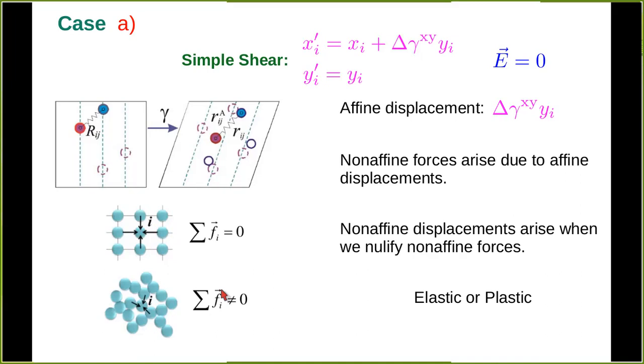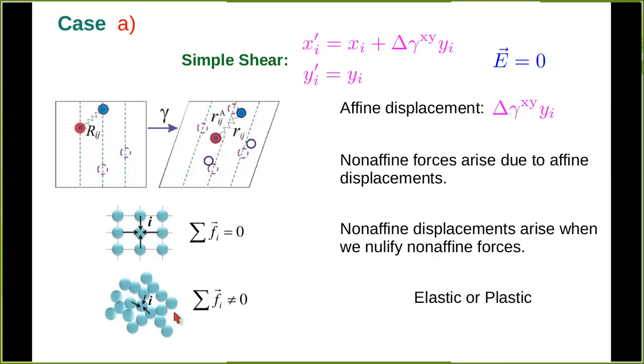The force acting on any particle before applying this shear transformation in equilibrium is 0, but after this simple shear transformation it becomes non-zero because we do not have such symmetry present in the crystal. So the force that arises due to this affine transformation is called the non-affine force. Now, keeping that shear fixed, if we allow the system to relax, particles in the system will displace themselves to nullify these non-affine forces. The additional displacement that occurs to nullify these non-affine forces is called the non-affine displacement.